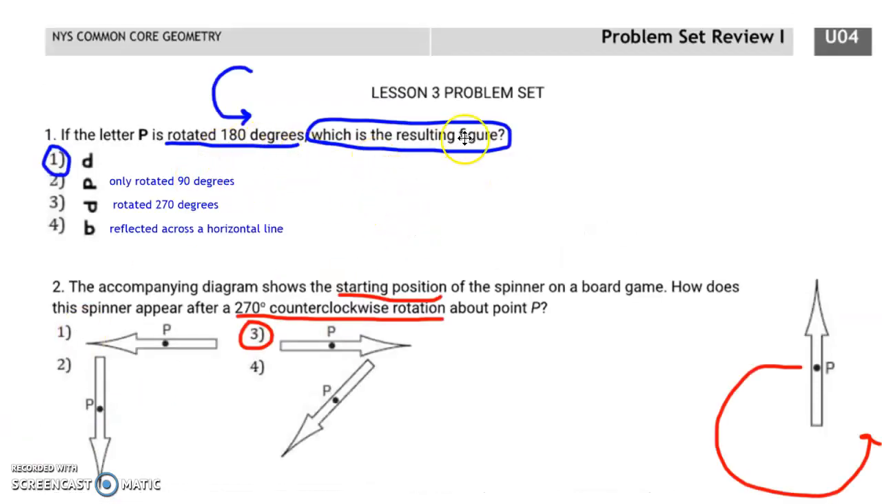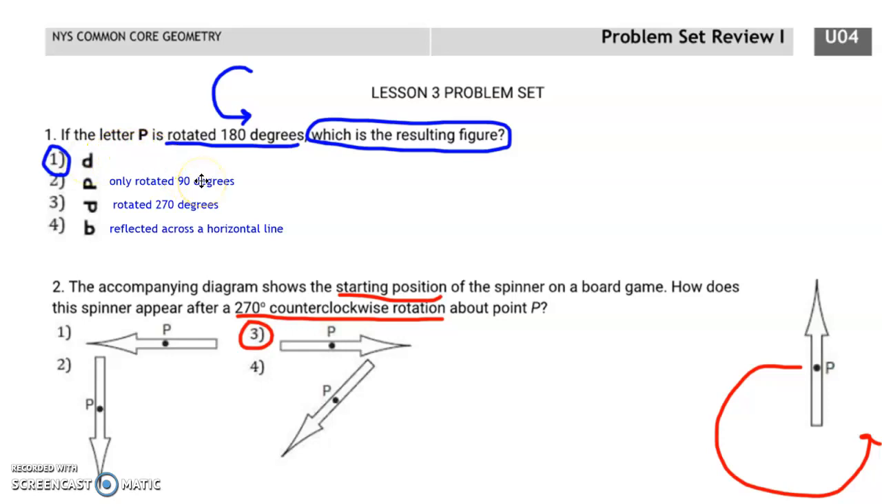All right, the first question says, which is the resulting figure if it's rotated 180 degrees? We're rotating 180 degrees, which means we're flipping it upside down. It doesn't matter in this case with 180 degrees if you're rotating counterclockwise or clockwise, because that's the same, it ends up in the same position. I know that that's an upside down P.